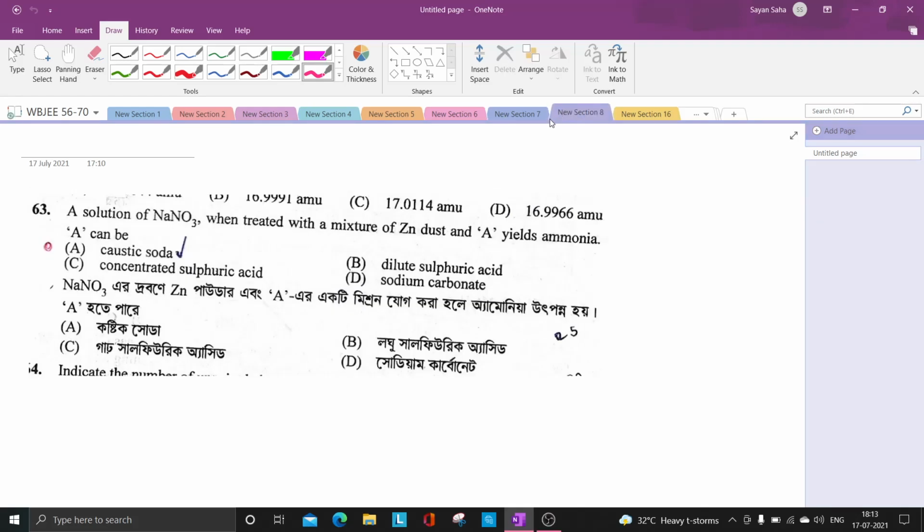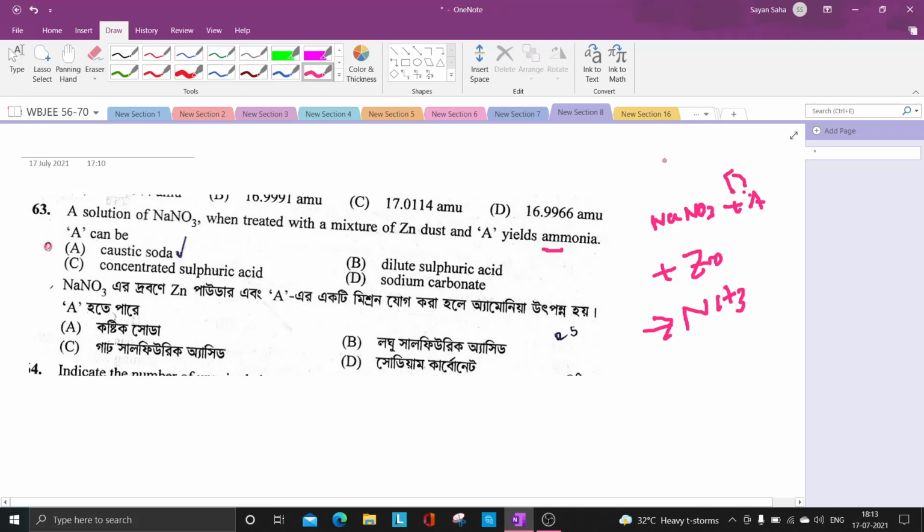Okay. Now this is again a very simple question from inorganic chemistry. A solution of NaNO3 when treated with a mixture of zinc dust and A yields ammonia. Okay. So NaNO3 plus A plus Zn gives you ammonia, NH3. So what is A? This is a simple question from NCERT. A will be caustic soda, that is NaOH, right? This will be NaOH. So the answer will be A, 63A. Okay.